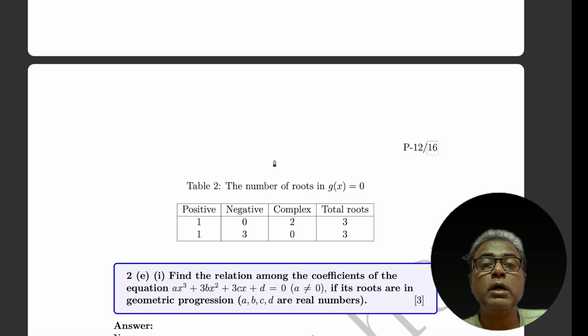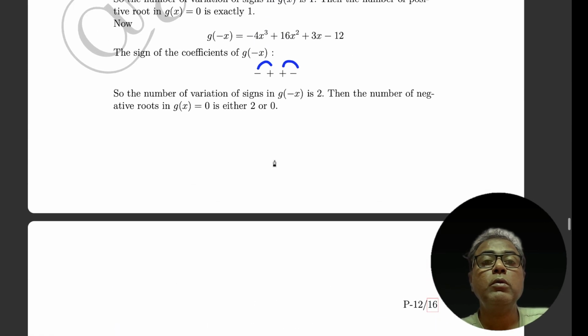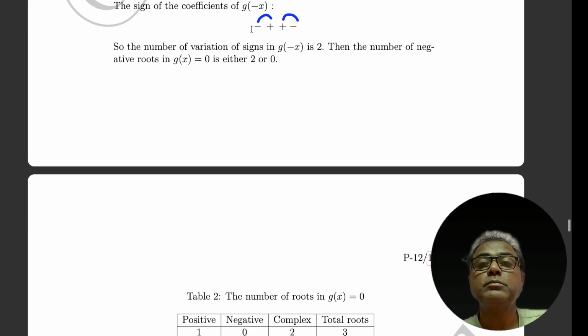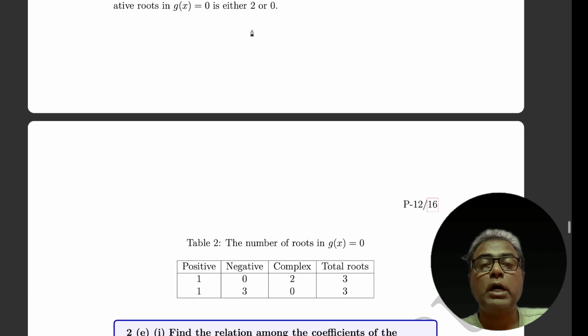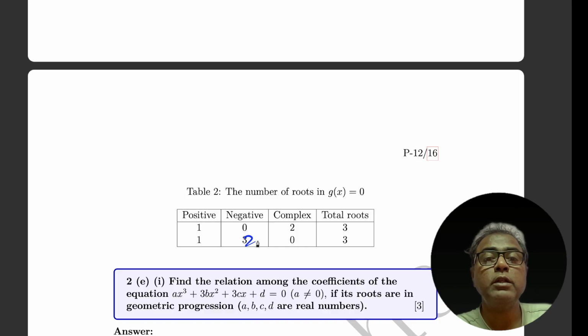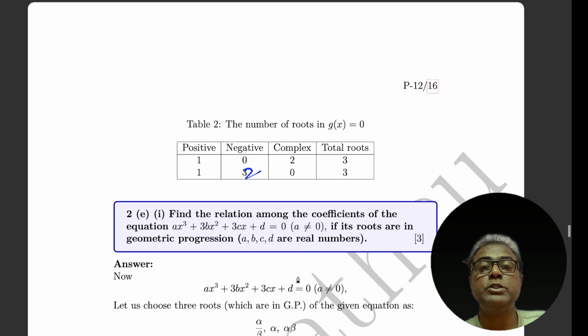Sorry, here negative roots is either 2. So negative roots is 2, not 3. It is 2. 2 plus 1 equal to 3. So with 1 positive root and negative roots 2, the complex roots in this case are 0.